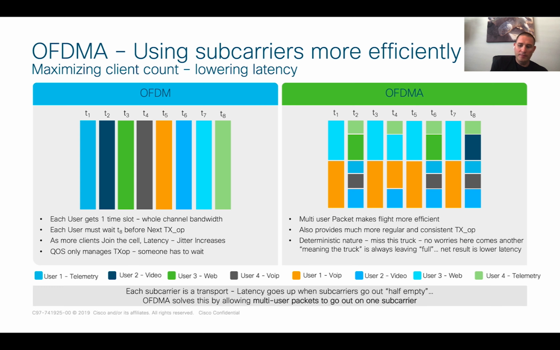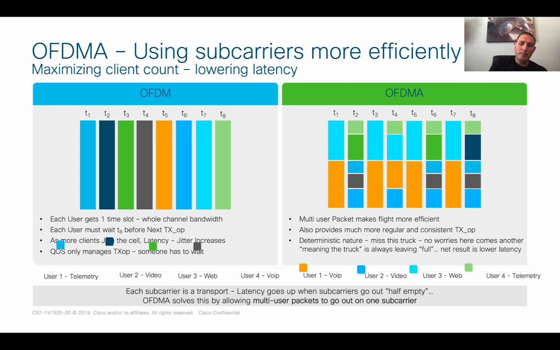So in OFDM, let me just start this animation here so you can see. We have our users on the bottom, right, all trying to transmit data. Each user gets one time slot in the whole channel bandwidth. And then each user has to wait a certain amount of time before the next transmit opportunity. And as more clients join the wireless cell, latency and jitter and other things increase, right? And QoS only manages transmit opportunities, so someone has to wait. So someone's waiting to transmit.